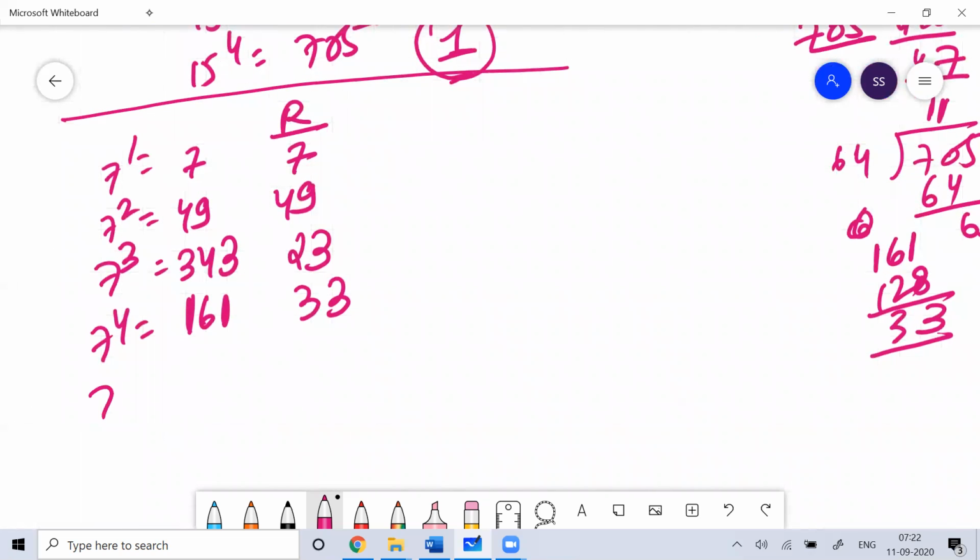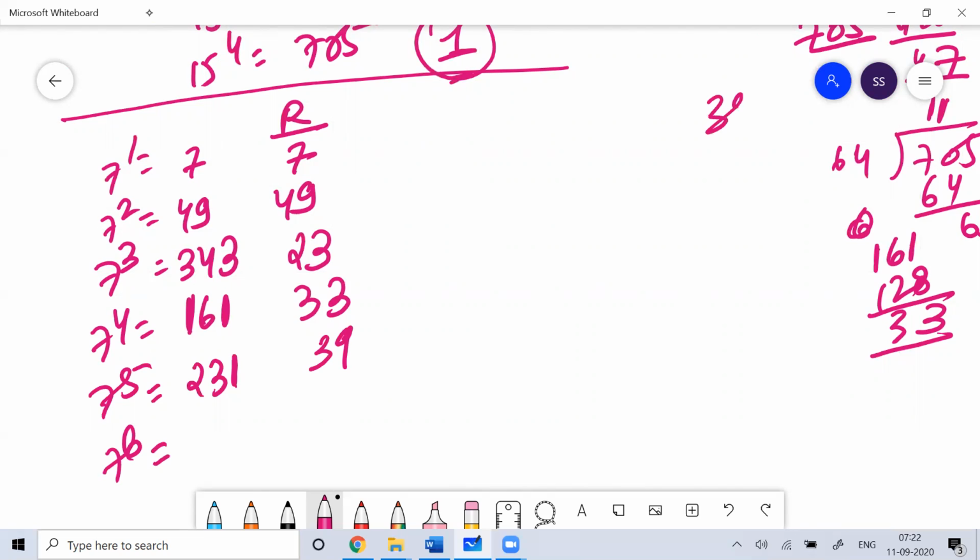Similarly, if you find 7 to the power 5, that is 33 sevens, that is 231. If you check 231, 64 fours is 256, that is a bigger number. So 64 threes is 192. So 231 minus 192, you get 39.